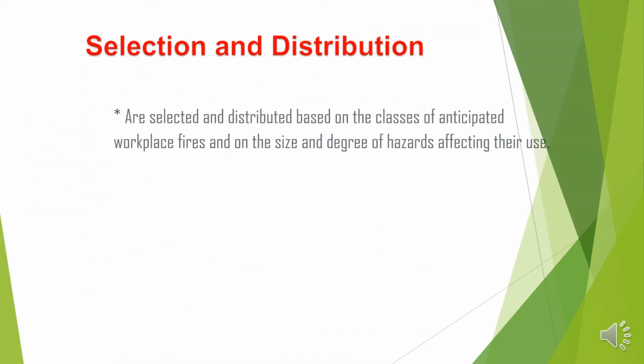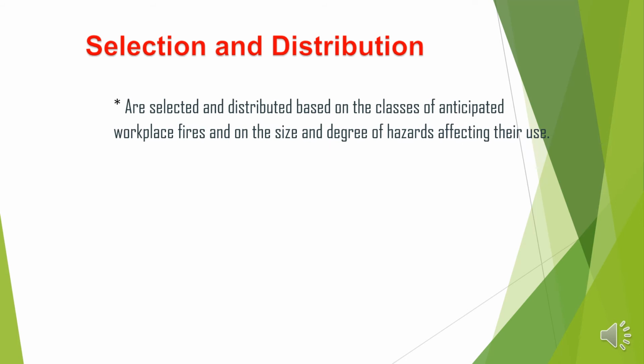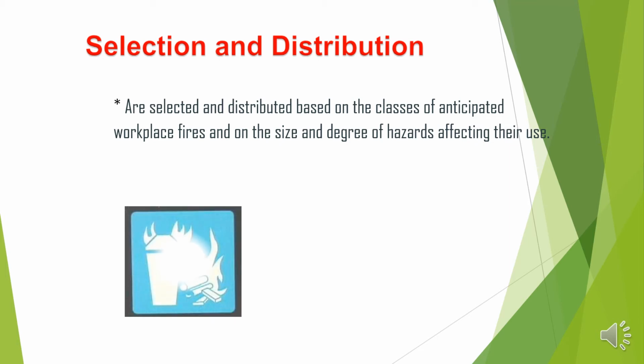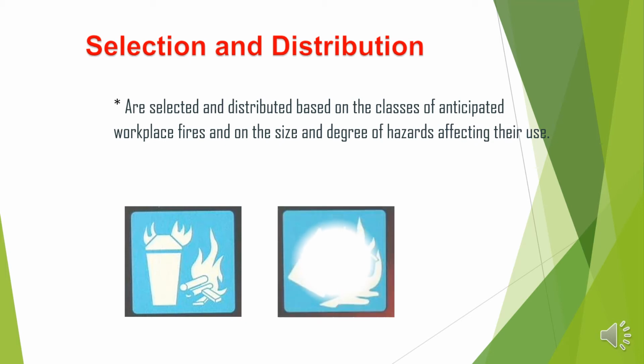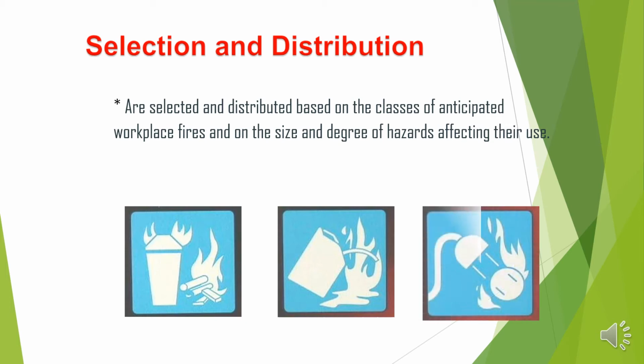How to select them and how to distribute them. The fire extinguishers are selected and distributed based on the class of anticipated fire. What kind of fire you are anticipating in those areas, you will select the type and the amount of the fire extinguisher in that place. For example, if you are anticipating in this area a fire because of wood or paper or something, you have to put a specialized fire extinguisher that can fight them. If it's because of fuel, you have to select the extinguisher suitable for it.